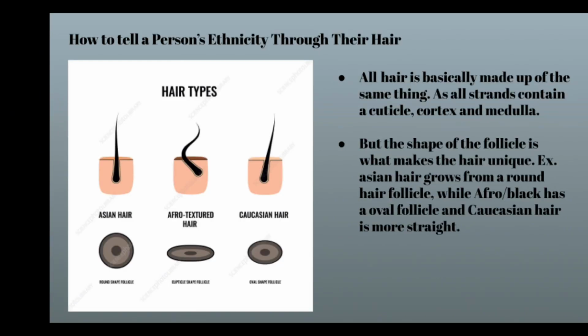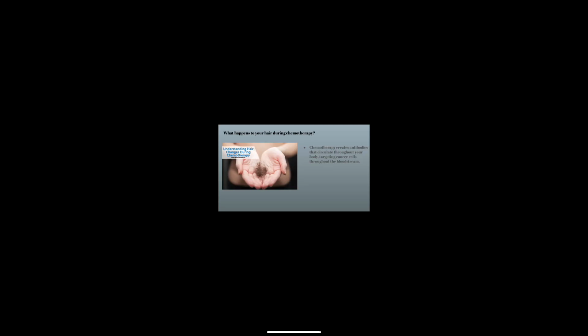All hairs are essentially made up of the same thing, as all strands consist of 3 different layers, that being the cuticle, cortex, and medulla. But the shape of the follicle is what makes your hair unique. Looking at different races, for example, Asian hair grows from a round hair follicle, while more Black Afro hair sprouts from an oval one, and white hair follicles are normally straight or pointy.